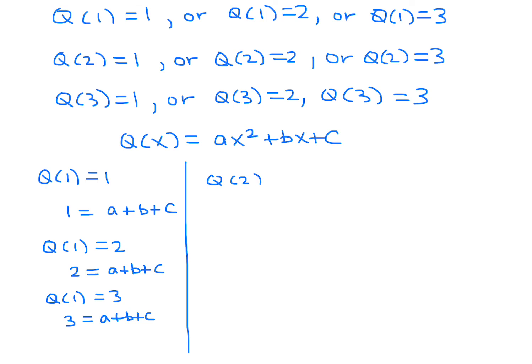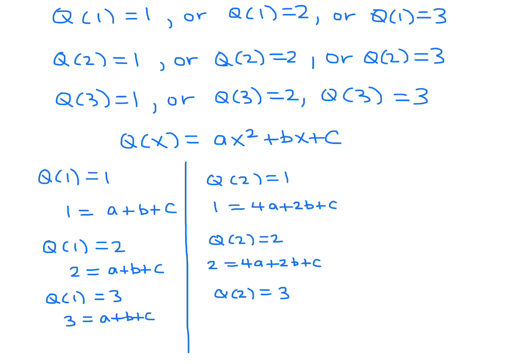If q of 2 is equal to 1, and I use that formula, I get 1 is equal to 4a plus 2b plus c. If q of 2 is equal to 2, then I will get 2 is equal to 4a plus 2b plus c. And if q of 2 is equal to 3, like that, then I get 3 is equal to 4a plus 2b plus c.